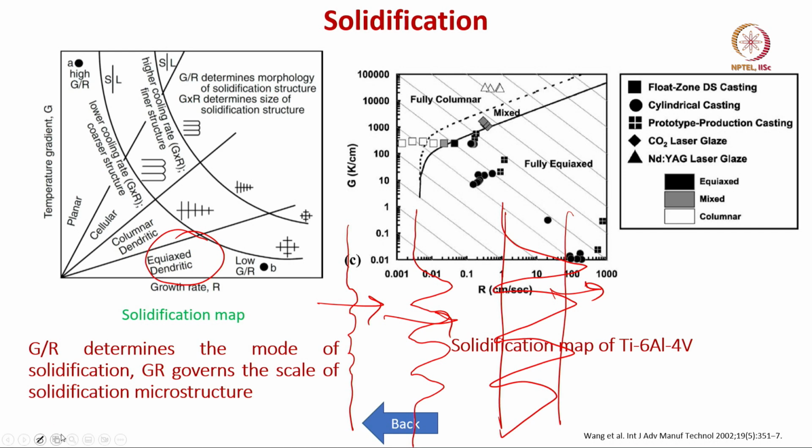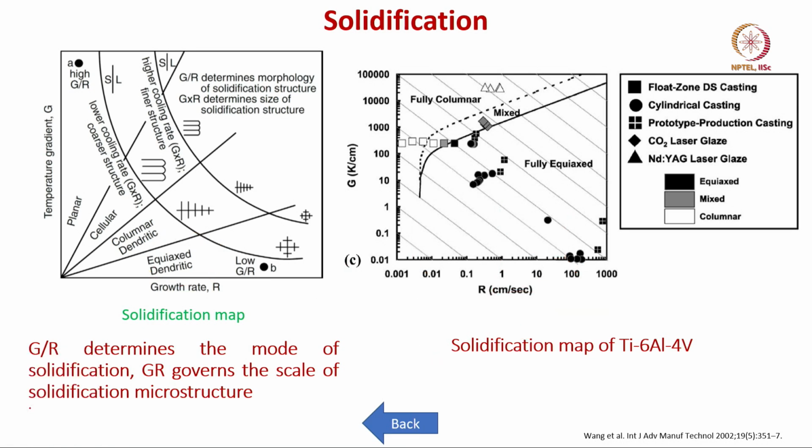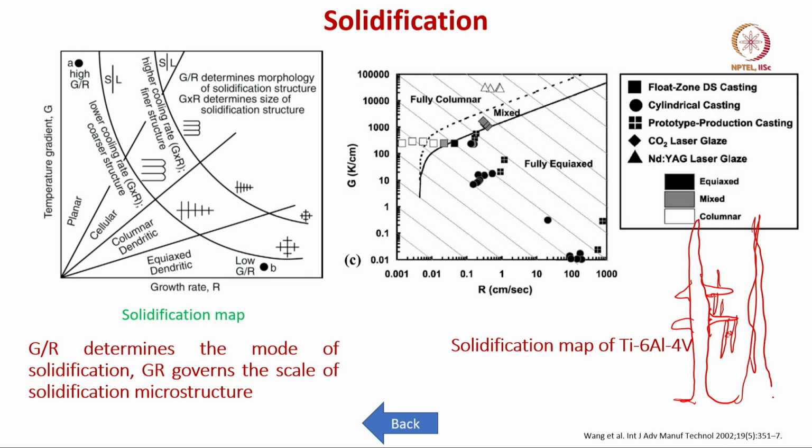So, what are dendrites? Essentially you can have a primary dendritic arm, and from the primary dendritic arm you can have a secondary dendritic arm, and from the secondary dendritic arm you can have tertiary dendritic arms. Depending on the spacing of the secondary and primary dendritic arms, this dendritic arm spacing is also important in the context of microstructure characterization.